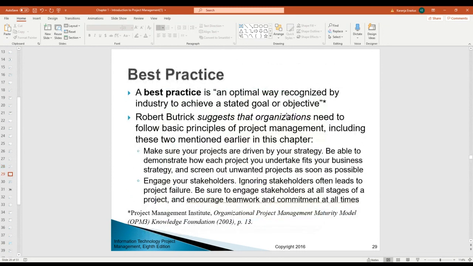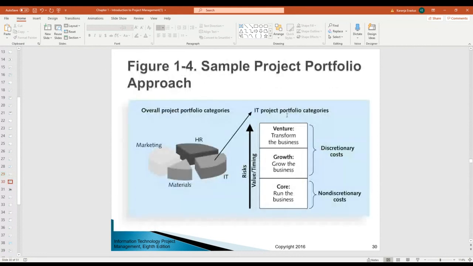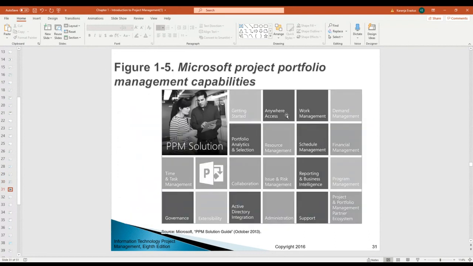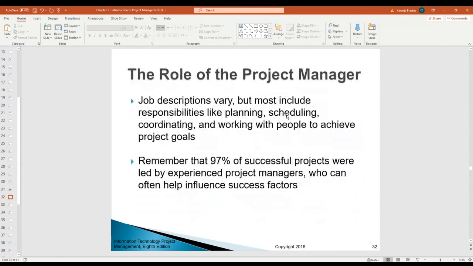Okay, best practice. You can look at this in your own time. I won't go through all that in more detail, but they're saying it is an optimal way recognized by the industry to achieve a stated goal or objective. Okay, so this is something to look at, the IT, discretionary and all that. Okay, so that's the software piece.